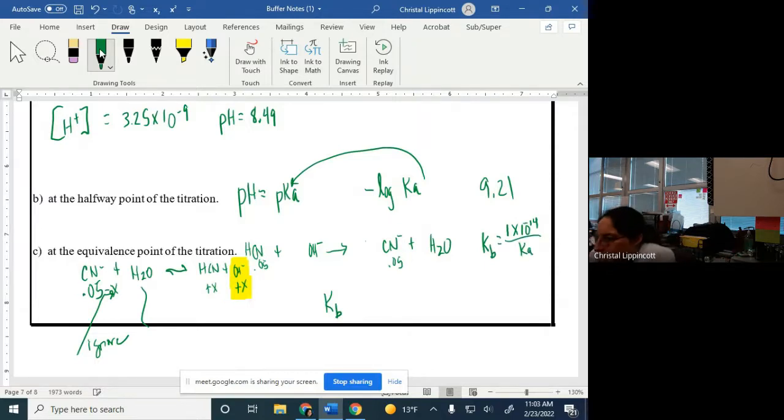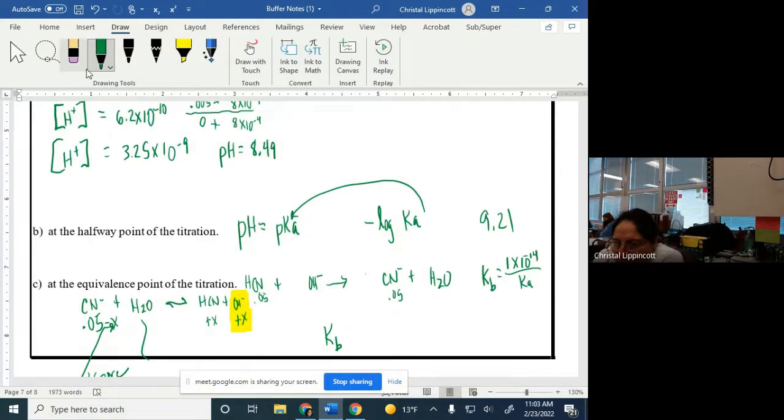Okay? So I'm going to take my 1 times 10 to the negative 14. I'm going to divide it by my KA, which we saw up here was 6.2 times 10 to the negative 10. So now I'm going to find my KB. So my KB is what I need here. That KB then is going to be equal to 1.61 times 10 to the minus 5.